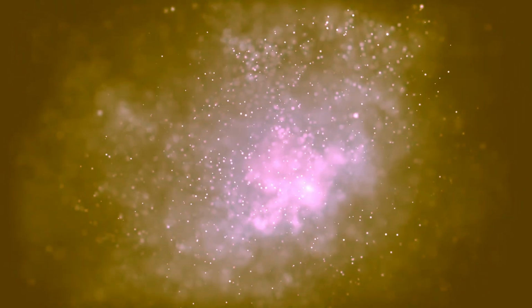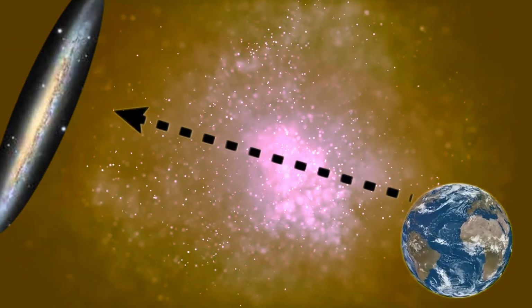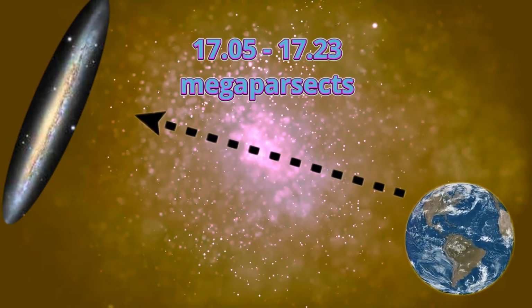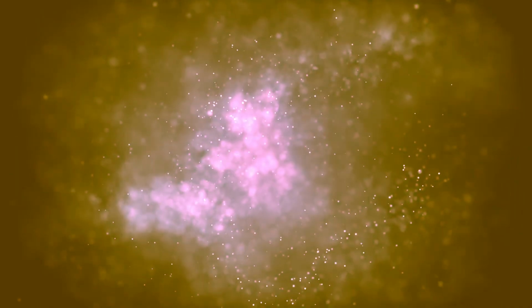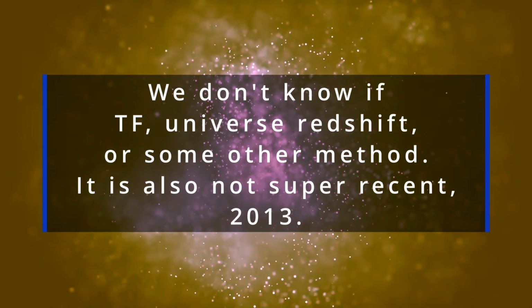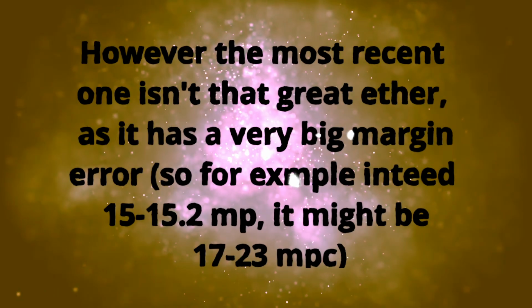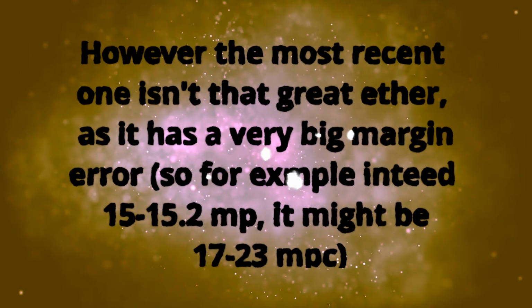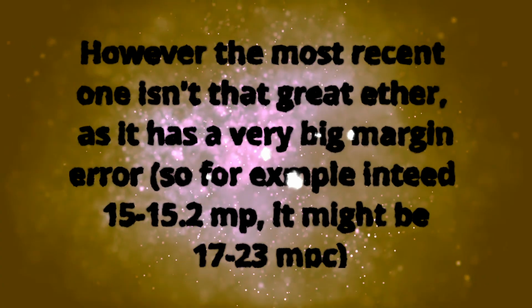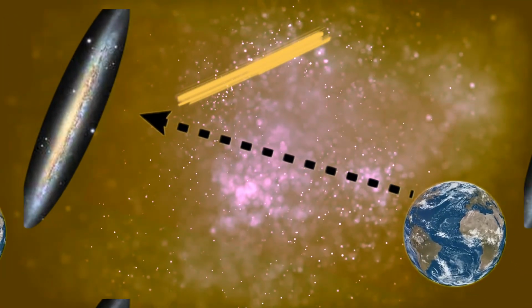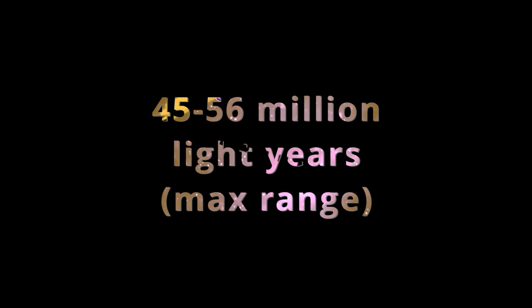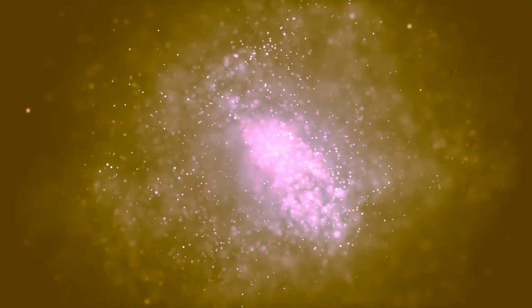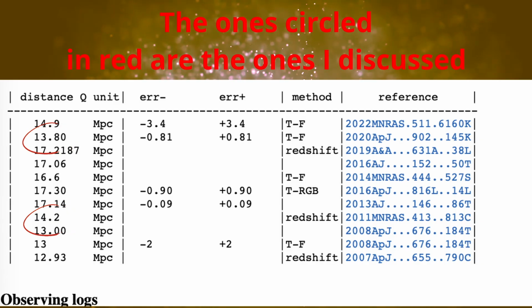So there's a couple of measurements. The measurement with the lowest margin of error is 17.05 to 17.23 megaparsecs from us. But no method was listed and it is from 2013. The most recent has a much larger margin of error, so I'm not going to tell you that one. This galaxy is probably between 45 and 56 million light years from us. Maybe in the future we'll be able to find better ways to measure stuff. Here's the table, by the way, if you want to analyze it.